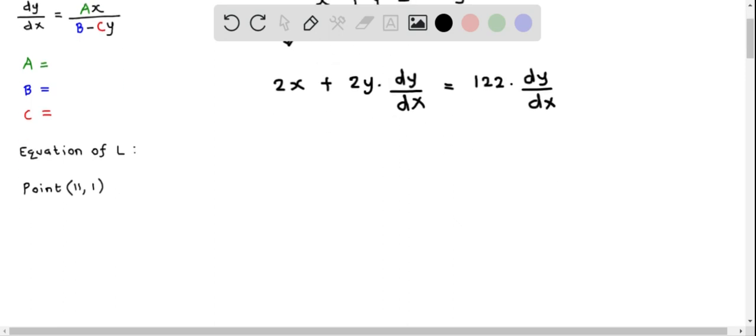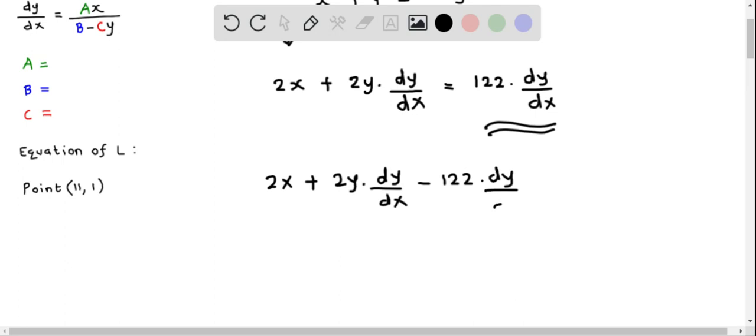Now we have to collect the dy by dx terms. So I'm going to subtract this term from both sides. So we will have 2x plus 2y dy by dx minus 122 times dy by dx, and this equals 0, because when you subtract 122 dy by dx from both sides, the right side will be 0.